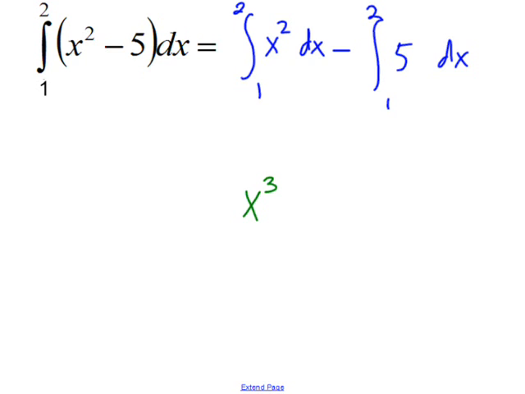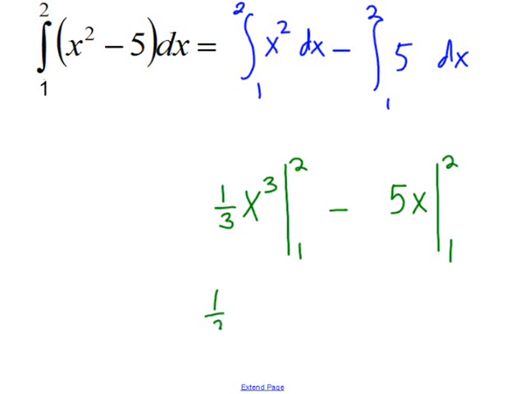So x cubed gives us x squared, but we don't have the 3 out there, so I have to multiply it by 1/3, because 1/3 times 3 results in a 1, and then that becomes x squared. So I'm going to evaluate that from 1 to 2, and then I integrate 5. And remember, when we integrate a constant, our rule is that that just becomes 5x. And so we evaluate that from 1 to 2.